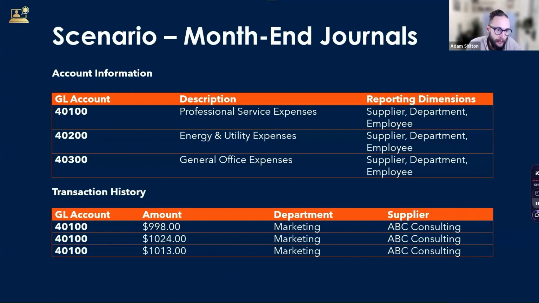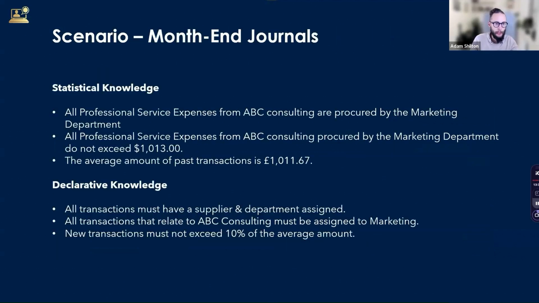So the example here, month-end journal. We've got GL account, a brief description, and then dimensions on the right. And then we've got transaction history, which could be an amount and a department and so on and so forth. So that's just an example of the data that we might use. And each of those bits of data is either statistical or declarative knowledge. Now, statistical knowledge, exactly what it describes, it's generally numeric. Stuff that's pulled out from the data set. Stuff that exists, whether it's a department, whether it's an amount, and so on.